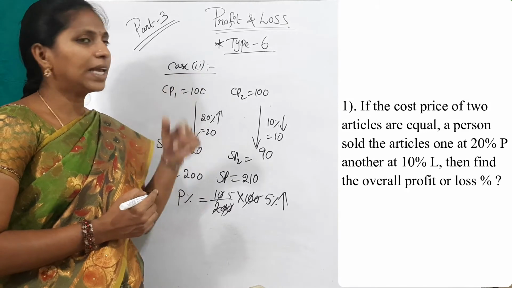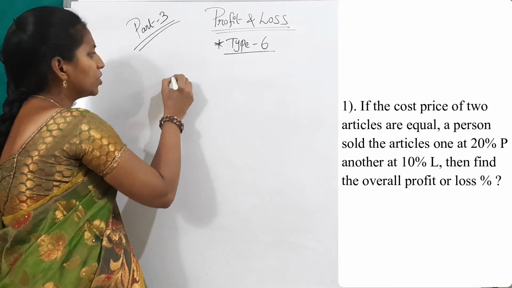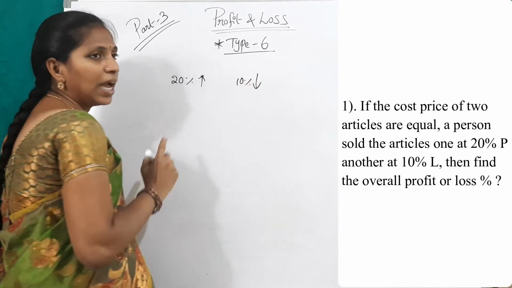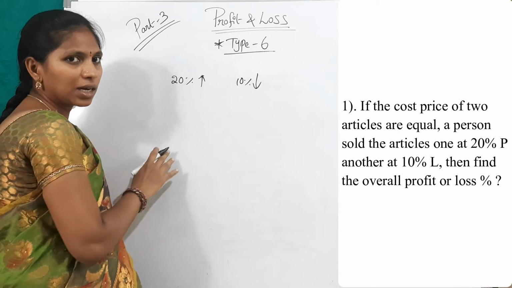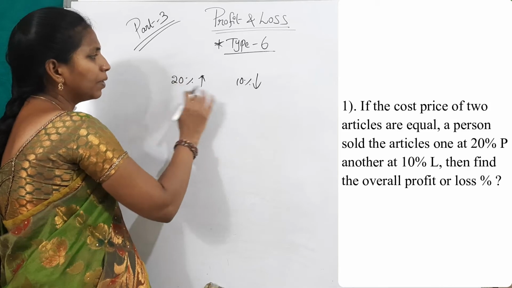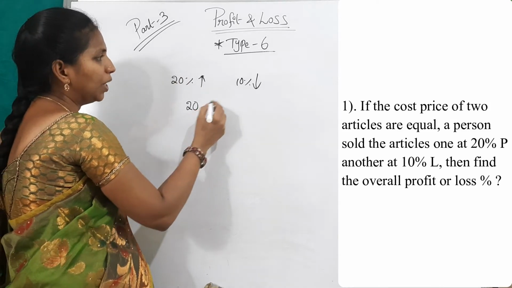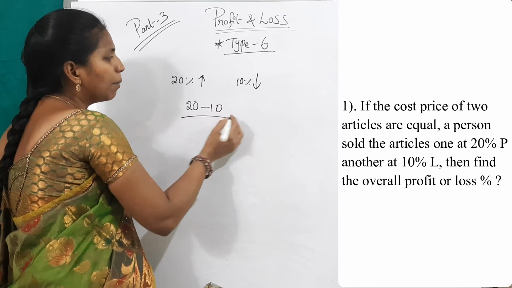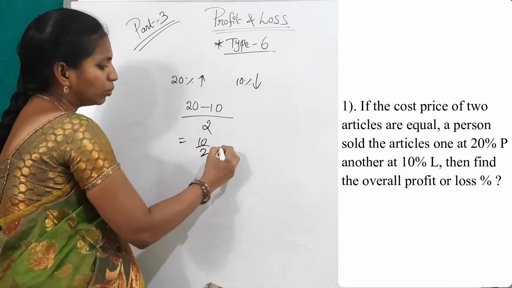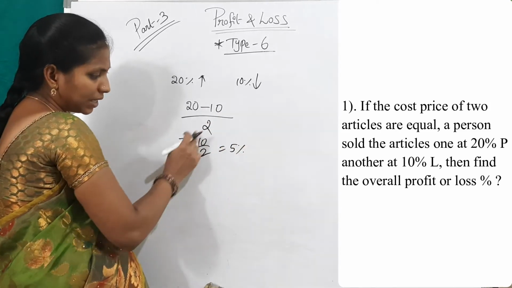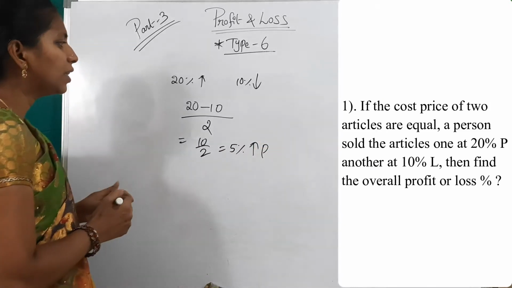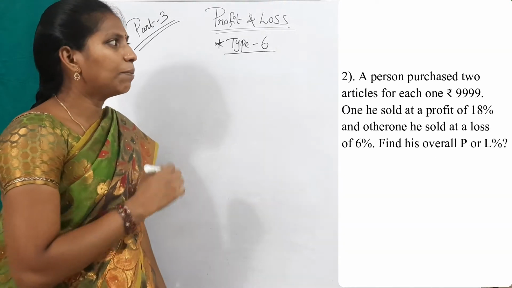This is the second case. In the previous explanation, 20% profit and 10% loss, and the cost prices of 2 articles are the same. In this case, take the average. Average means here this is a profit, so plus 20, and this is a loss, so minus 10, divided by 2. That equals 10 by 2, that equals 5%. Here this is a positive value, so 5% profit. Okay, this is a shortcut. Now see another example for case 2.